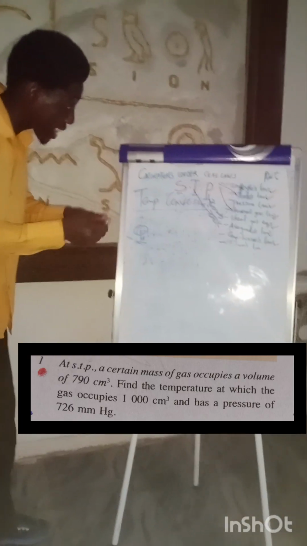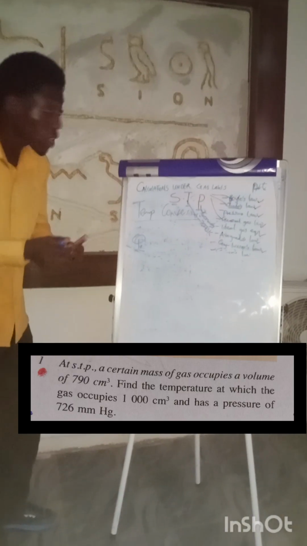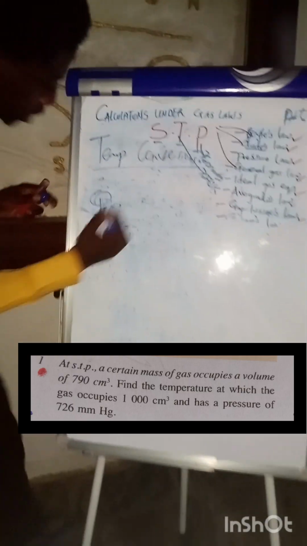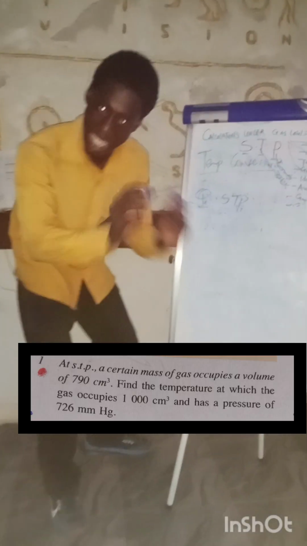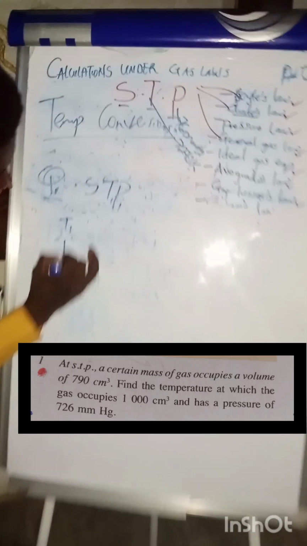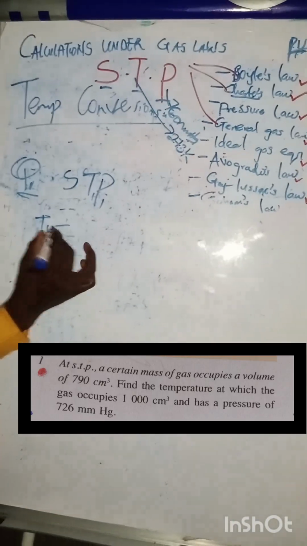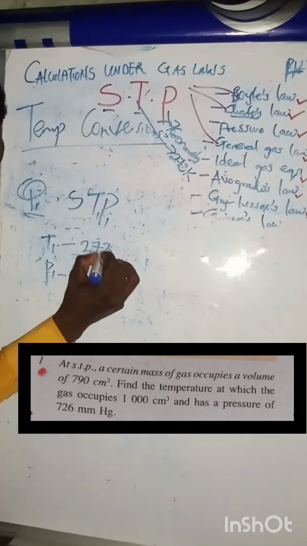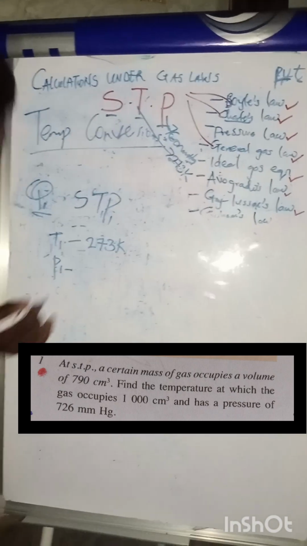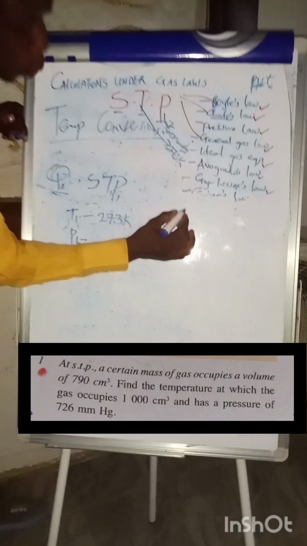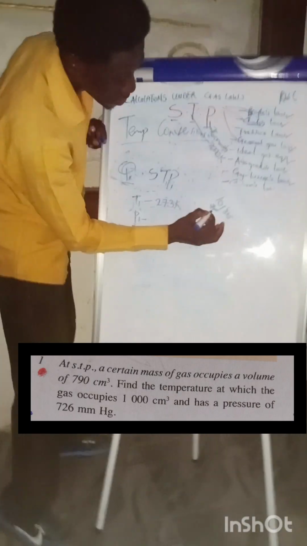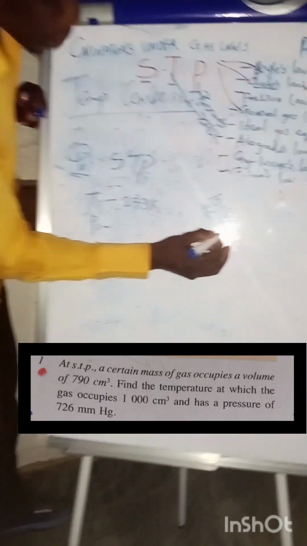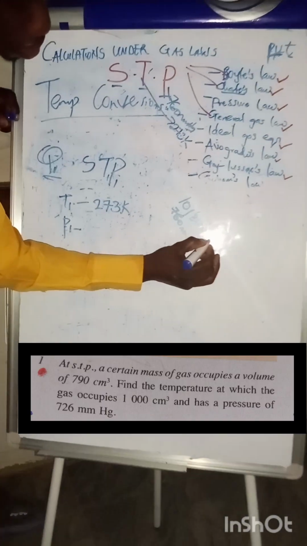At standard temperature and pressure, that means your T1 and your first P is standard. At STP, please don't forget, your T1 and P1 is the standard one. My T1 is 273 Kelvin, and my P1 is 101325 or maybe 760. This one is in millimeter mercury, don't forget. This one is Newton per meter square.